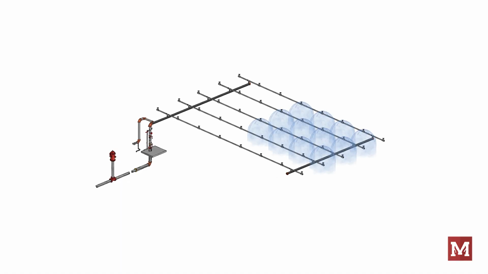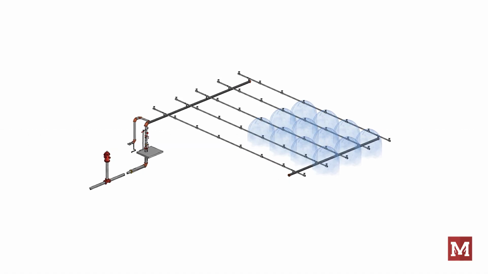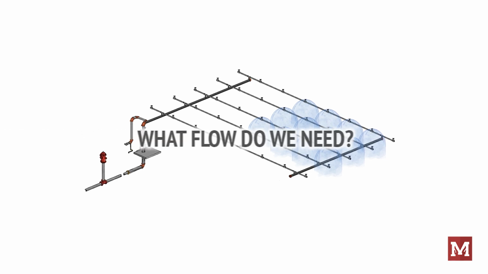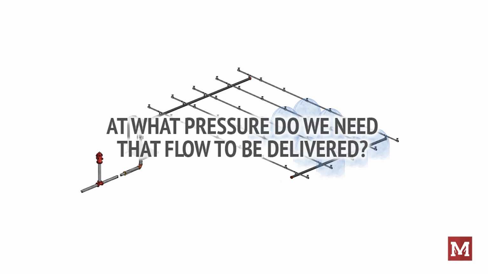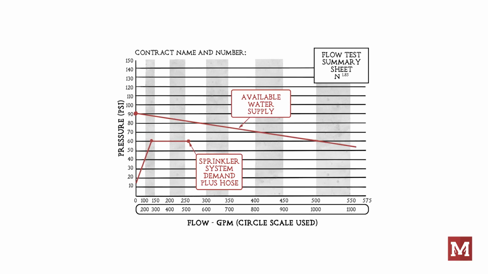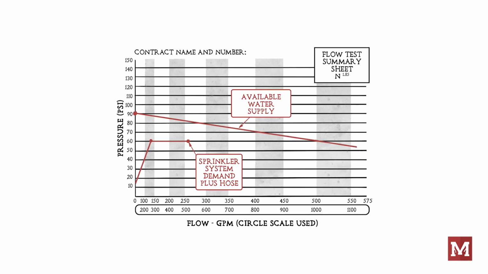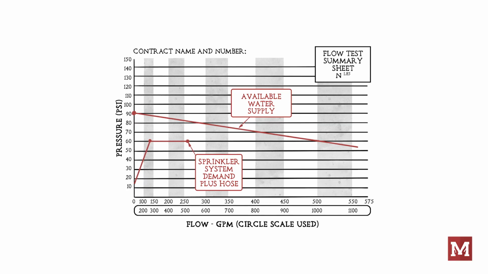In short, our system of hydraulic calculations has a system demand and a system supply. The system demand will lead to two critical numbers: what flow we need, presented to the hazard we're trying to predict, and at what pressure we need that flow to be delivered. We have to compare that demand, both the flow and the pressure, with what is available in our water supply. Is the demand less than the water supply? Well, great. Our system is adequately designed.